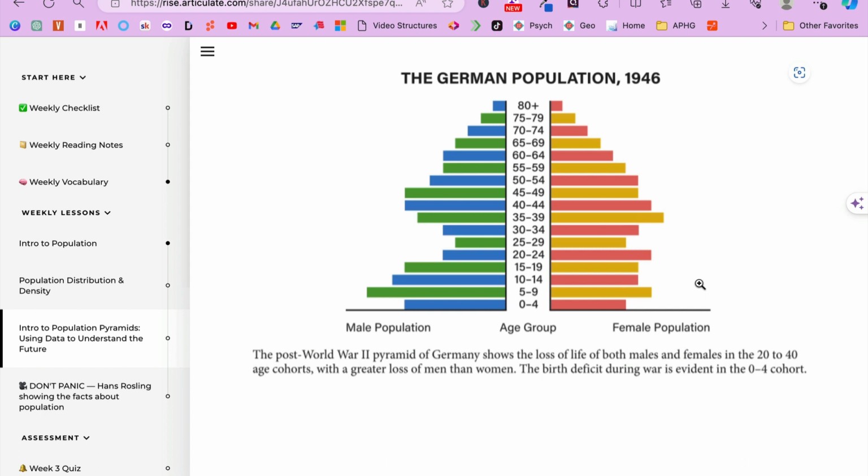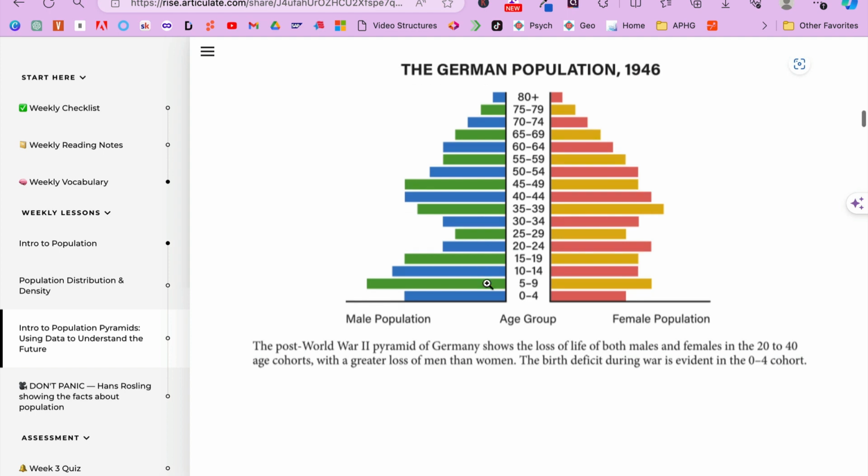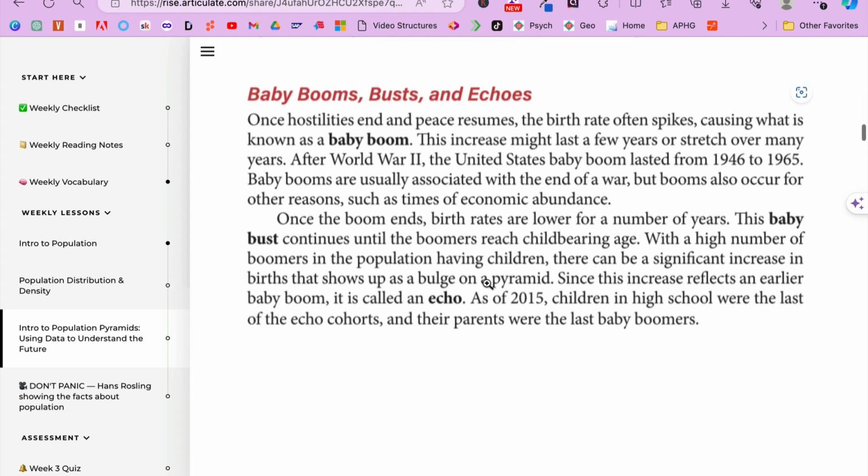And so this is a post-World War II pyramid of Germany, and it actually shows the loss of life of both males and females in the 20 to 40 age cohorts. You can see more men than women because more men went to war into direct combat roles. So, as I said, you're going to see baby booms, busts, and echoes.